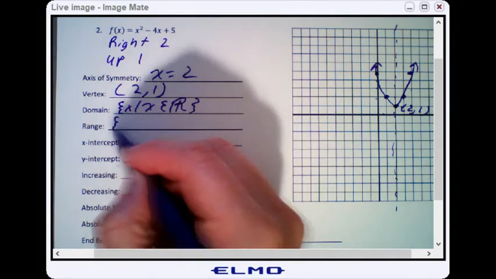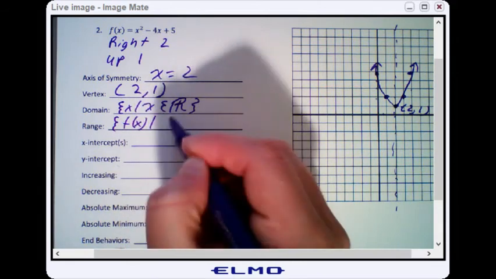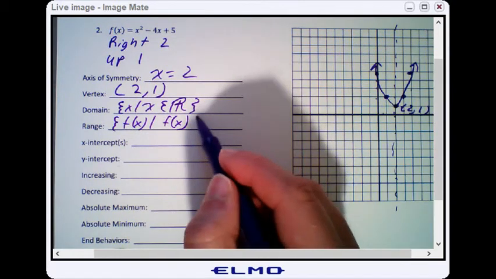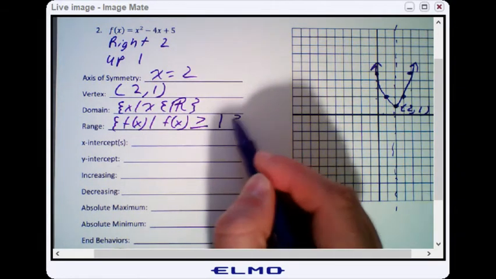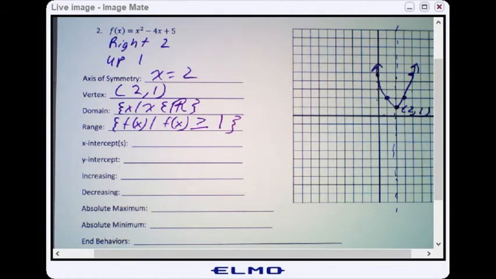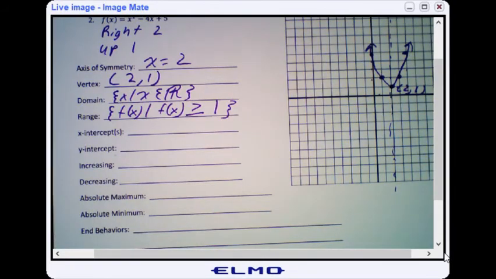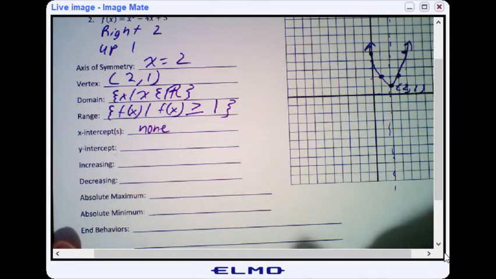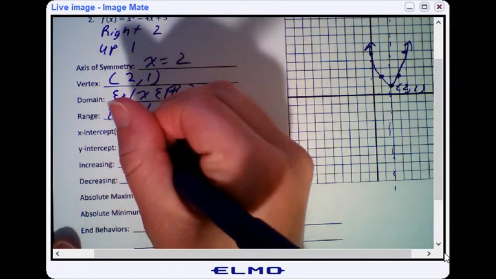For the range or y values, I can always go up, but I can't always go down. My lowest value here is 1, so it's going to be greater than or equal to 1. My x-intercepts for this graph will be none. I never cross or touch the x-axis. My y-intercept is going to be at 5.